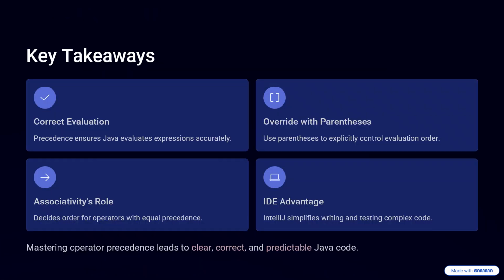To conclude, operator precedence ensures Java evaluates expressions correctly, but parentheses can always be used to override the default order. Associativity decides evaluation order when operators share the same precedence, and using an IDE like IntelliJ helps us to experiment and avoid mistakes. Mastering operator precedence leads to writing clear, correct, and predictable code.